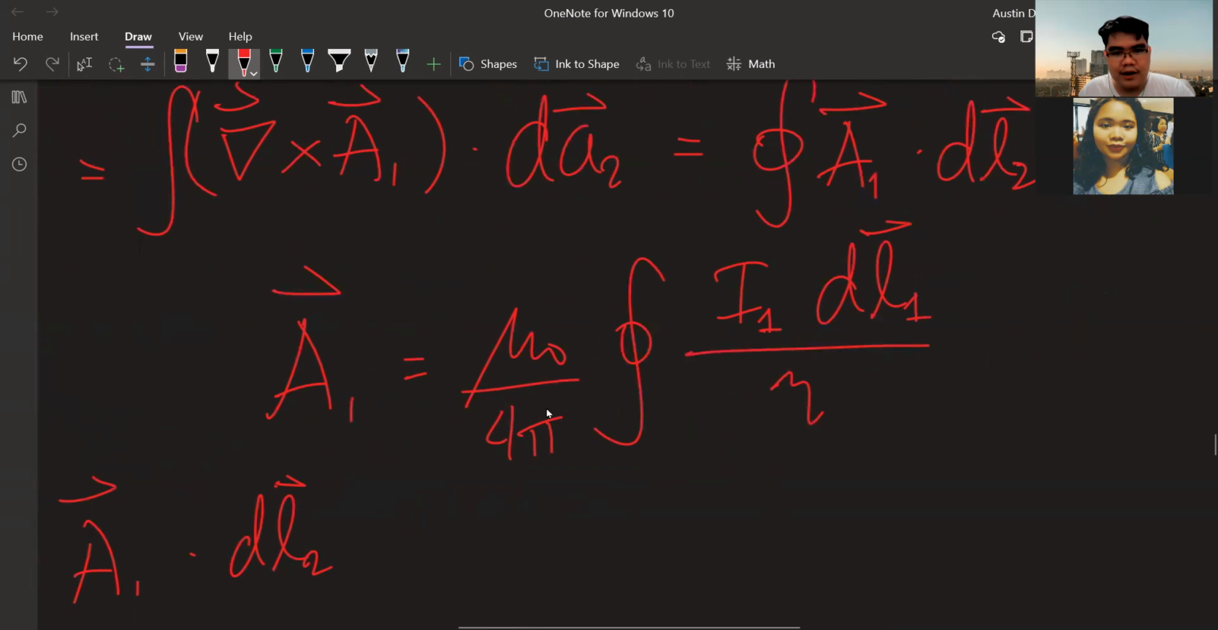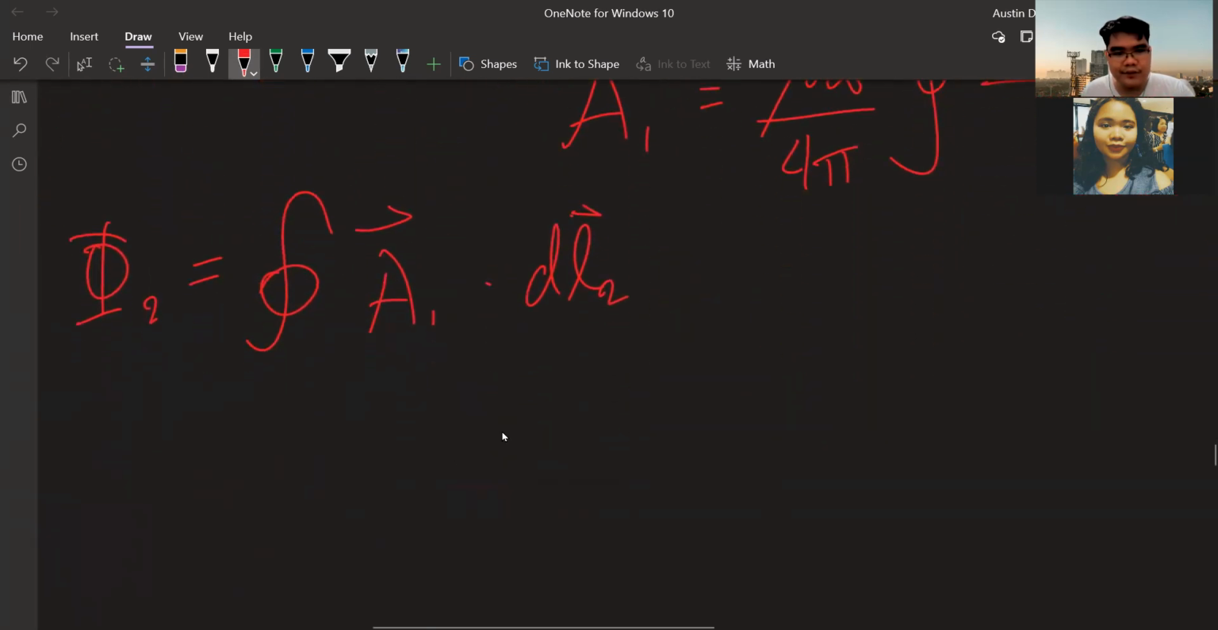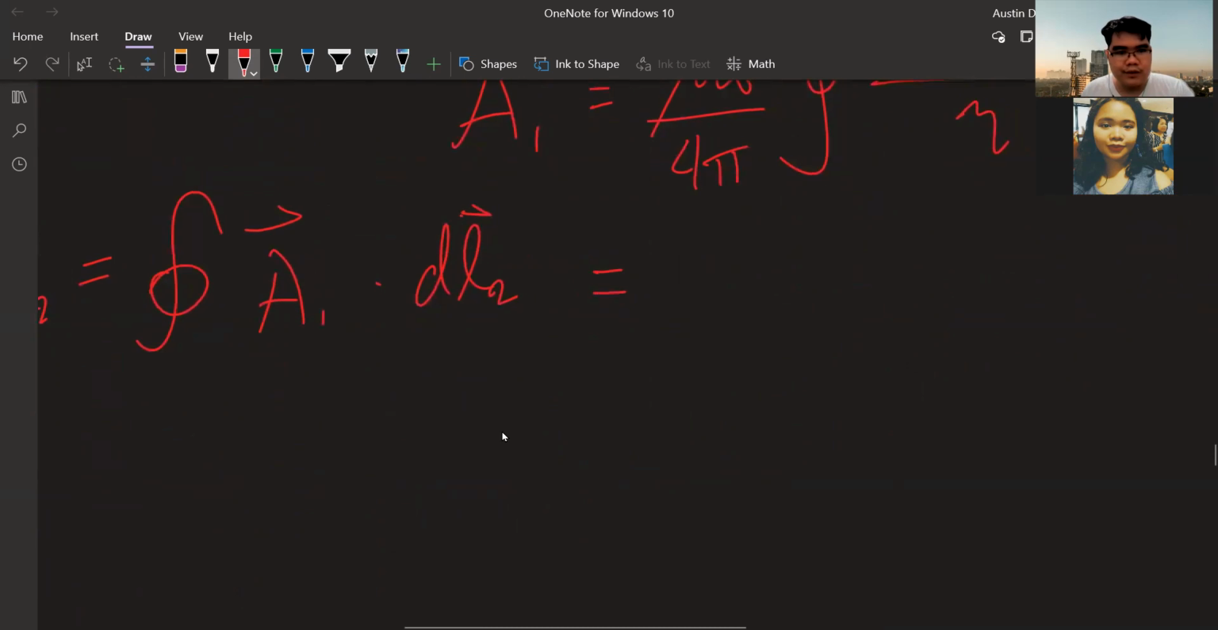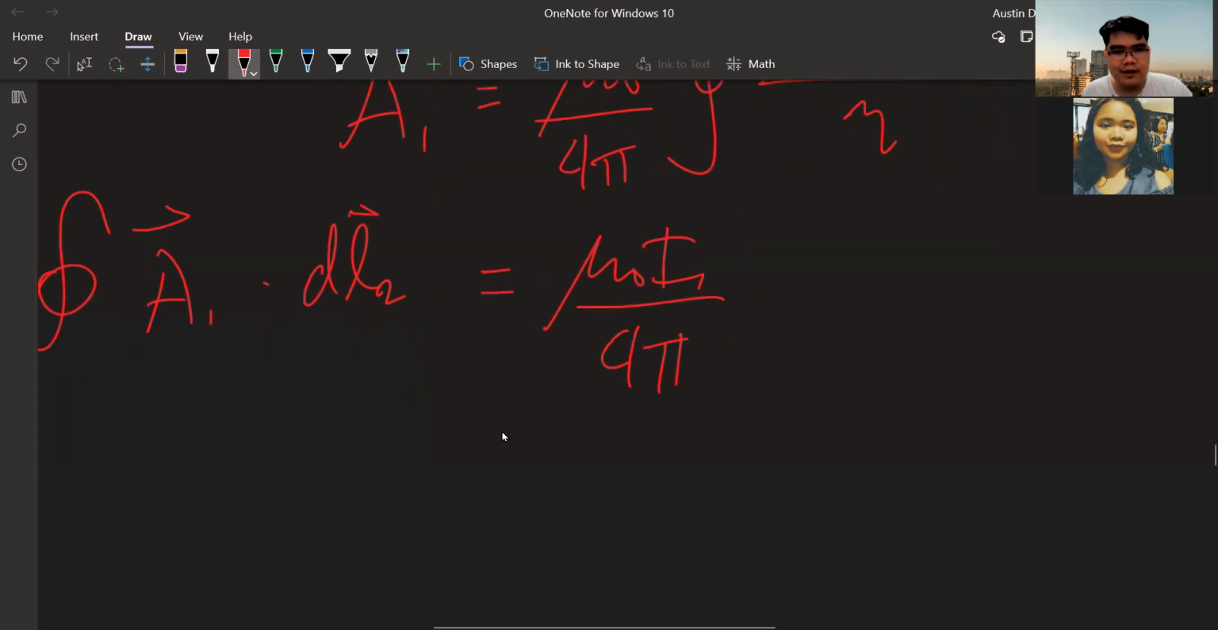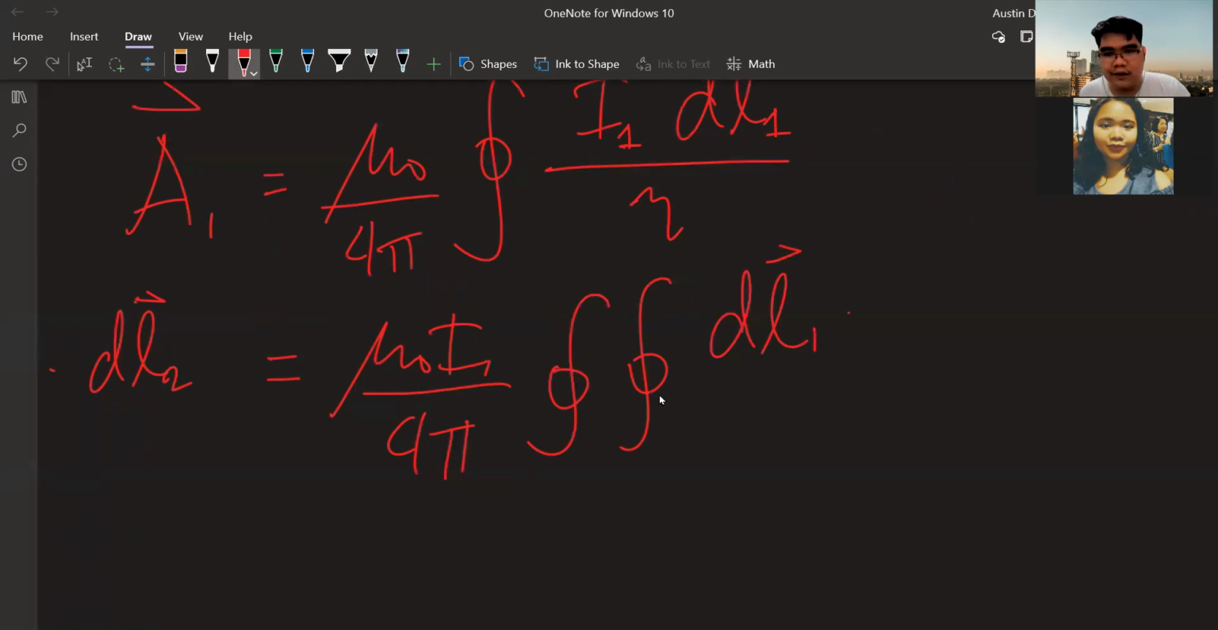And then I plug this in here. So μ0 I1 over 4π, then double integral of dl1 dotted with dl2, all over r.